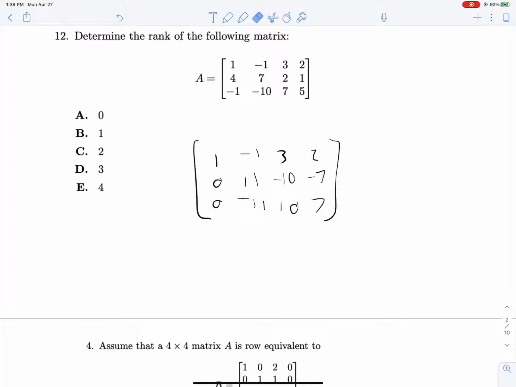Look at that. We can multiply this row by negative 1, or however you want to do it, but we can use row 2 to make row 3 a row of zeros. And we see we have 1 pivot position, 2 pivot positions, so our rank is 2.